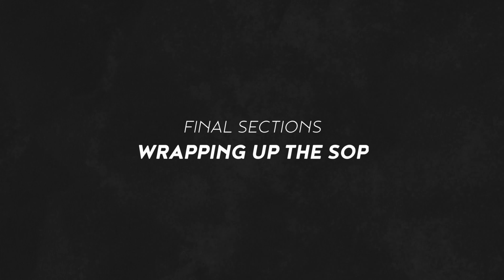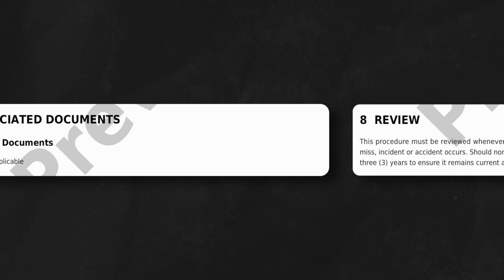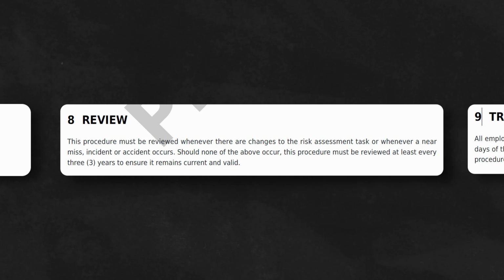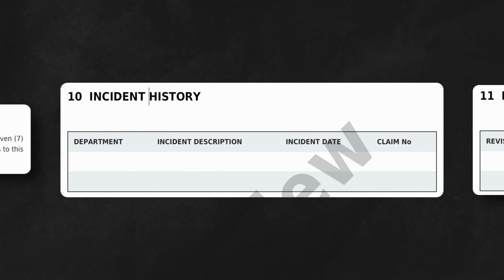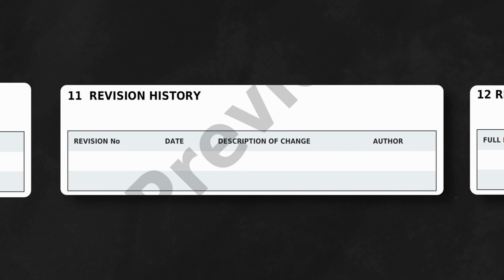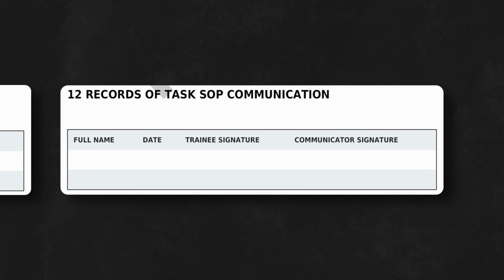And lastly, we have our final section of the SOP. These final sections cover related documentation, the importance of reviewing and updating the SOP, mandatory training procedures for all relevant personnel, keeping records of incidents, tracking revisions to the document, and ensuring proper communication and understanding of the SOP.